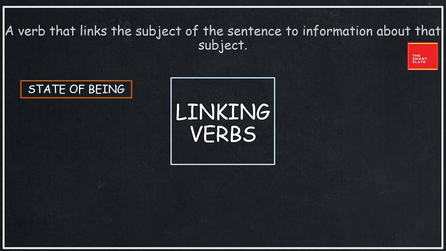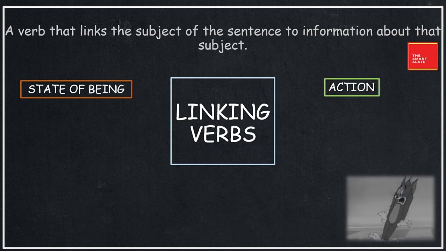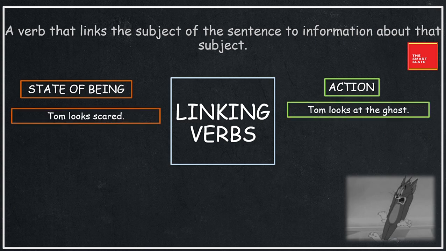Linking verbs usually describe two things, state of being and action. What can you understand in this picture? Tom looks scared and Tom looks at the ghost. So here the subject is Tom, scared is the state of being. Again Tom is the subject, but he's looking at something, looking at the ghost is the action. So looks here is a linking verb, which is showing the state of being as well as an action.